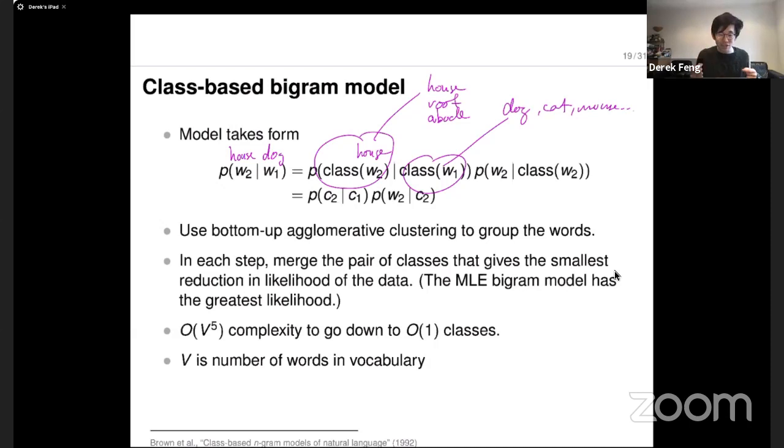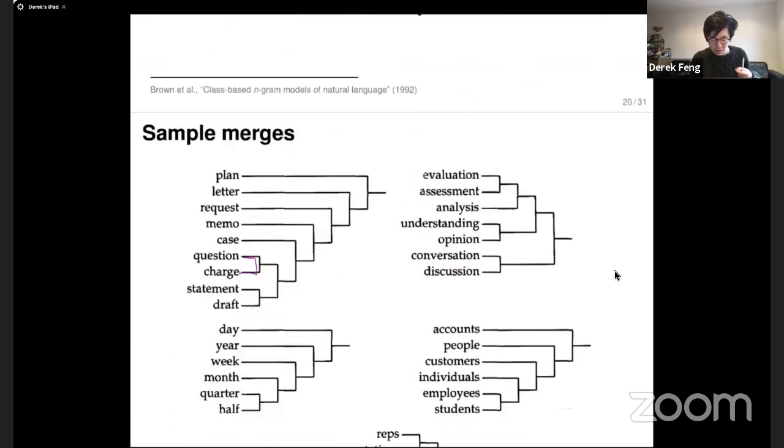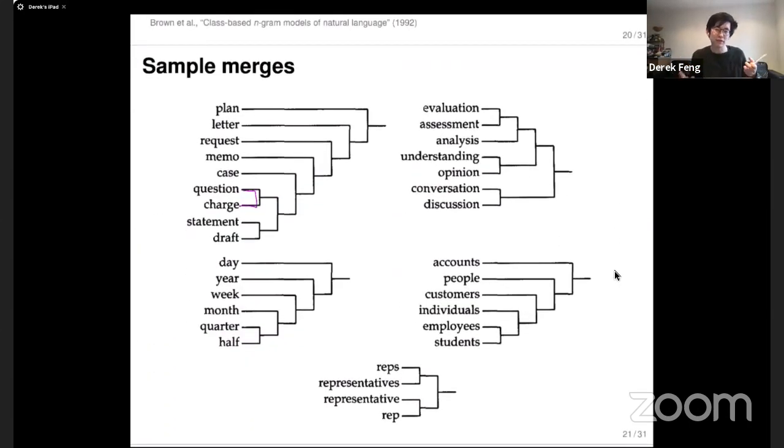And what that gets you is actually something intuitive. It's going to bring words that are somewhat synonymous together so that they're in the same class. And if you can push these words together, then you're able to be less extreme about matching the words themselves.